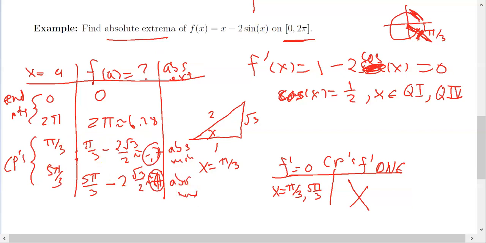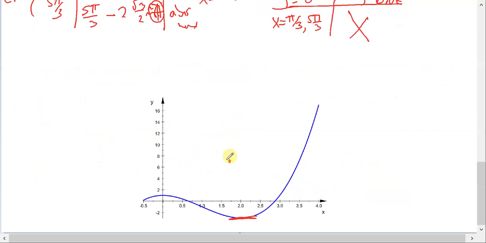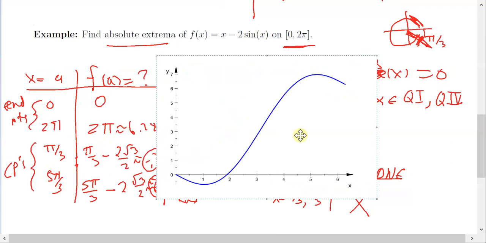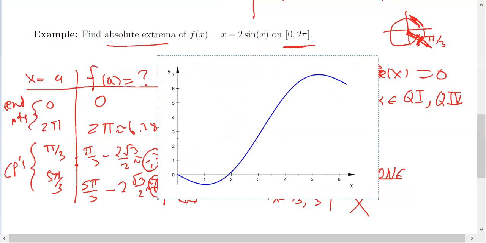And here's the graph of this one. Let me make it come on down here. You can see I ended up with a minimum, not at an endpoint, but here at pi over 3, which is close to 1, because 3.14 over 3 is close to 1. And then over here, it turns out I have a maximum at 5 pi over 3, which is close to 5, a little bit bigger than 5, because it's 3.14 over 3 times 5.